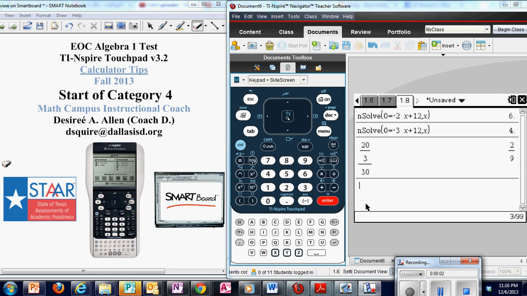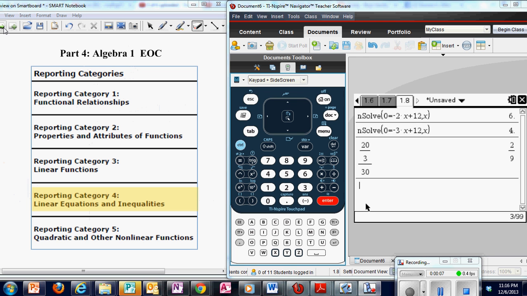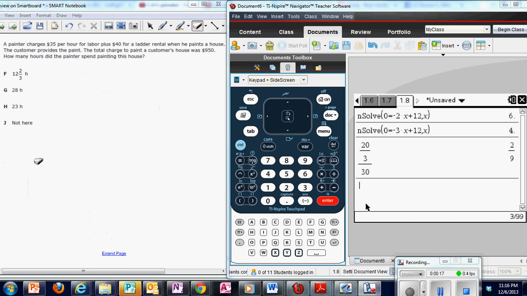Alright, it's Coach D again, and we are on category 4. We have 2 left. So category 4 deals with linear equations and inequalities. Again, categories 1, 2, and 3 are all incorporated into category 4. So let's jump right in.